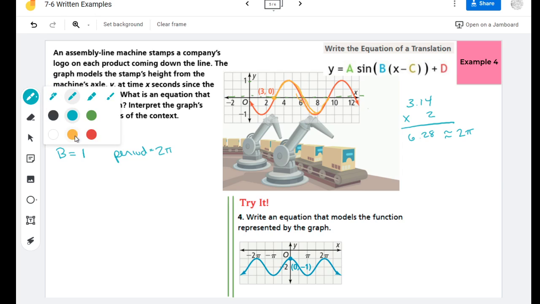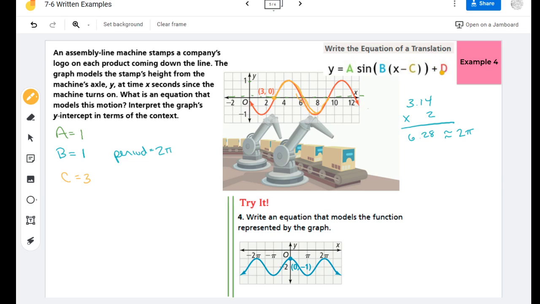Now our C value, we're looking for whether it's been moved to the left or to the right. You can see here that instead of starting at 0 and going up and then around, this is starting at 3. So our C value here has been moved to the right by 3. Now make sure when we go to plug that into our formula, it says x minus 3, to get that minus in there to say it moved to the right 3. That's a big deal. But the C value itself is 3 because it's what's being subtracted from x.